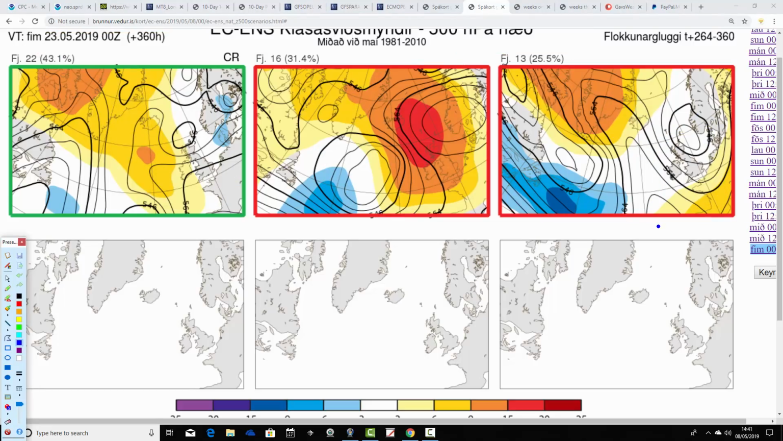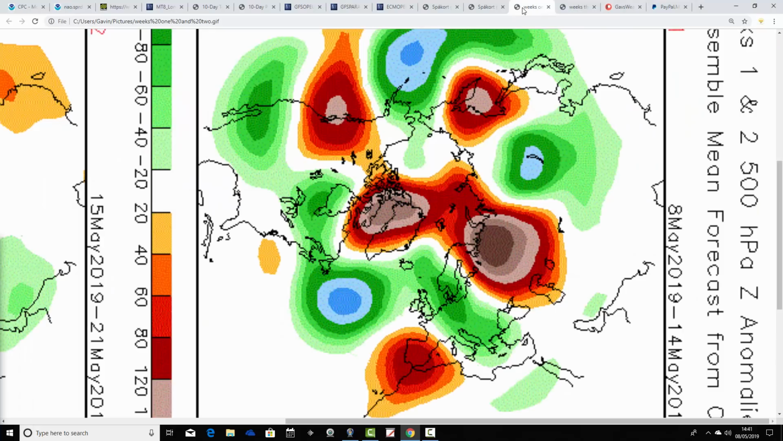No sign of anything particularly unsettled within the ECM ensembles, either at day 10 or in 2 weeks' time, which is interesting because the GFS model output, particularly the GFS operational run, did look quite unsettled from day 10 through to the extended range. So certainly that unsettled extended GFS run is not particularly well supported by the ECM or its ensembles. But of course they are two different models, so we should wait and see where that's going into the second half of May.